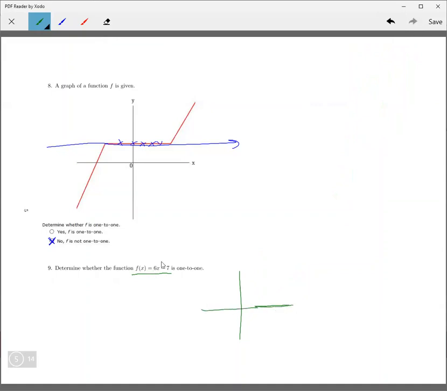Okay, so this is a line. The y-intercept is 7. The slope is 6. So it's going to be like that, a steep line like that, and it's going to satisfy the horizontal line test. So the answer is it is 1-to-1.